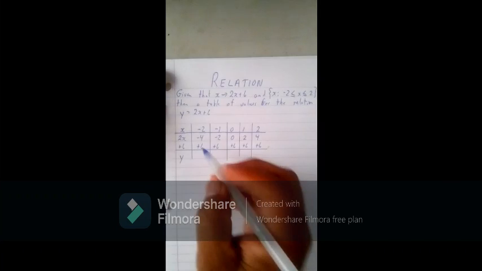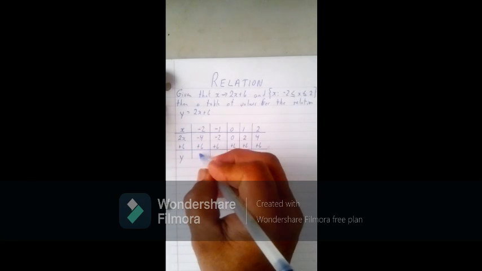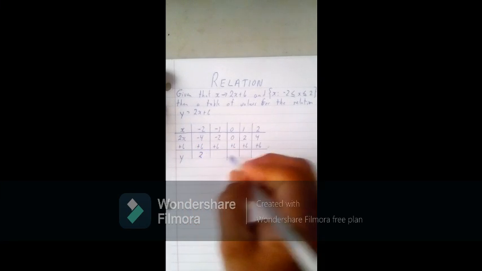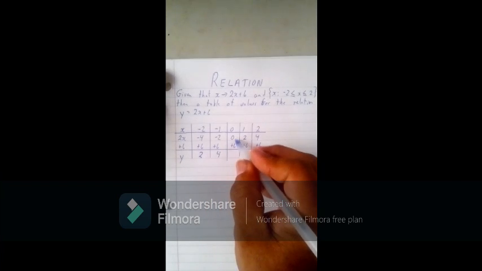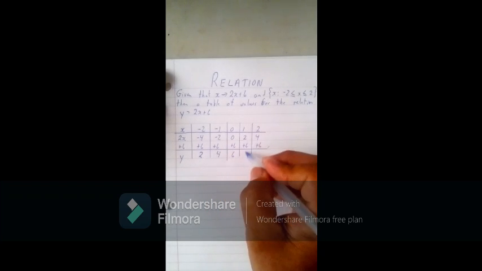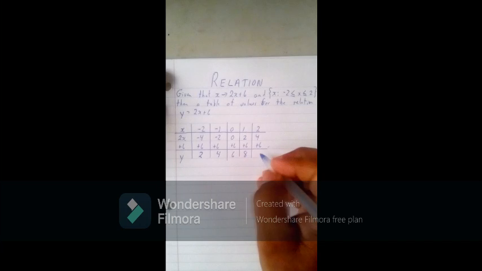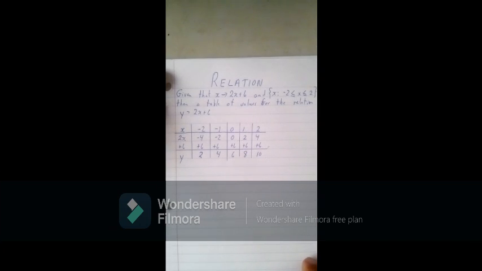Now we're going to add down, because that's what they said, add it to get the value of y. So negative 4 plus 6, that will give us positive 2. We'll leave it as that. Negative 2 plus 6, that gives us 4. 0 plus 6, that's 6. 2 plus 6, that's 8. 4 plus 6, that's 10. Okay, so those are the values.